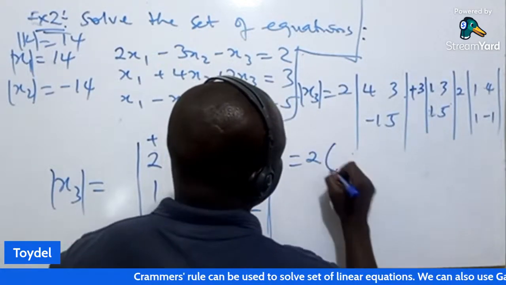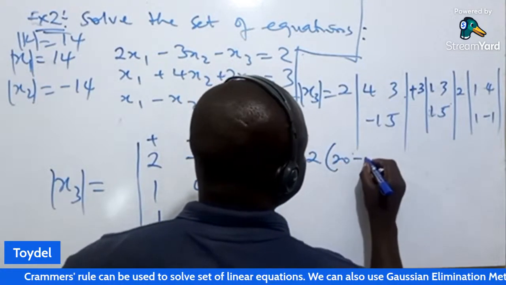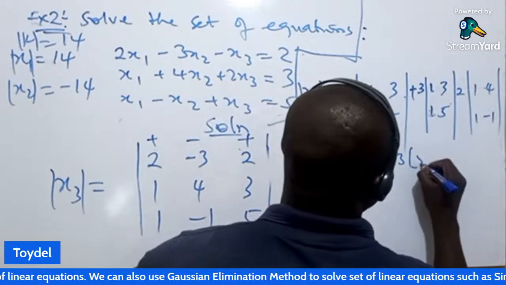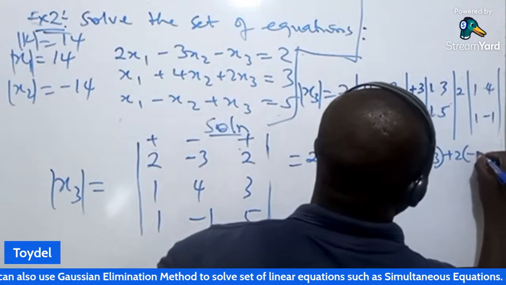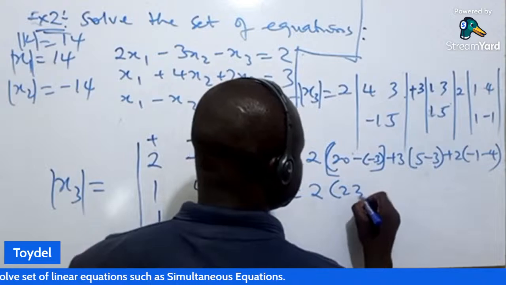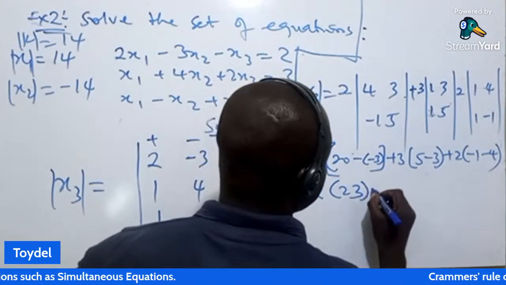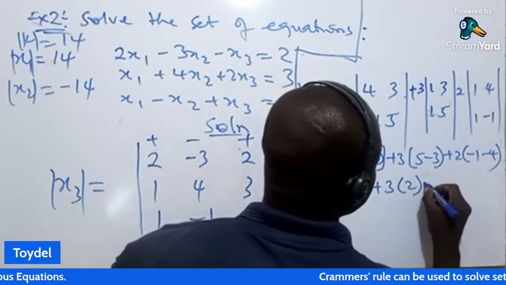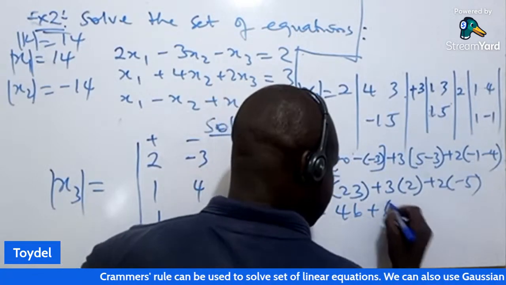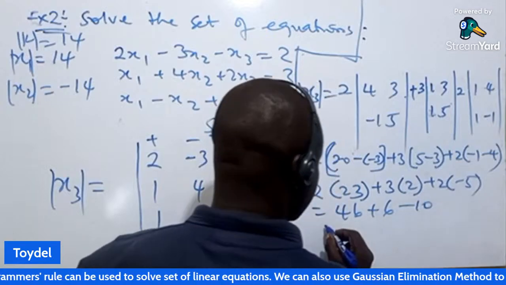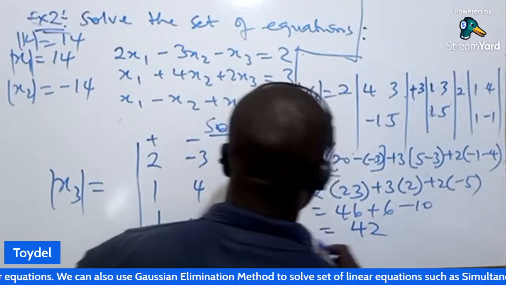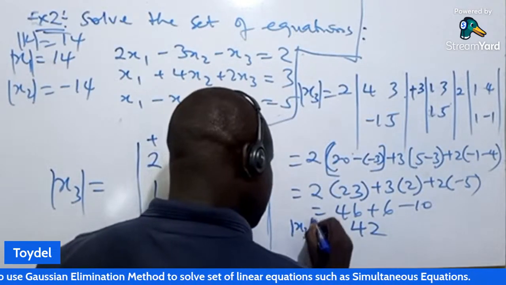So if you do that, we have 2 into bracket, 4 times 5 is 20, minus 3. Plus 3 into bracket 5 minus 3. Then plus 2 into bracket -1 minus 4. So here I'm going to have 2 into bracket 23, because minus is plus. Then plus 3 into bracket 2. Then plus 2 into bracket -5. So I'm going to have 46 plus 6, then minus 10. So here we are going to have 52. 52 minus 10 is 42. So determinant of x3 is equal to 42.